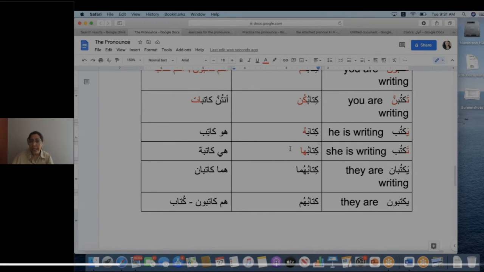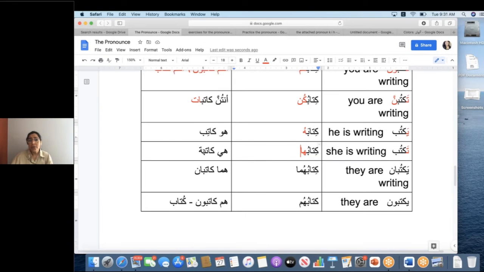كتابها, all you add is ha alif. Then I want to say Hawa is a writer. I will say هي كاتبة. Again, just the gender changes, but the number is still singular. So when the number is the same, you are safe. You're just going to add ta marbuta to make the gender feminine.